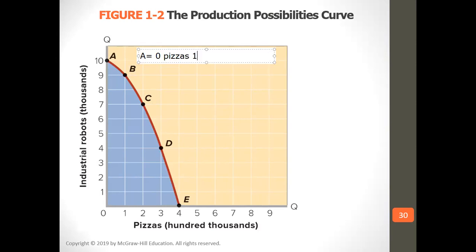Close. So it's in thousands, so 10,000 robots. But good guess. Just make sure the units are right. But that was good. Good job. Then B. What about B? Anybody? 100,000 pizzas for 9,000 robots. Yeah, that's great. So 9,000 robots, and then 100,000 pizzas. Great.